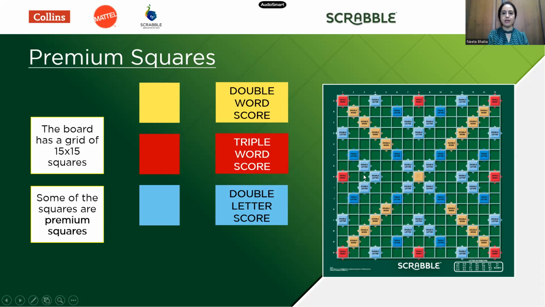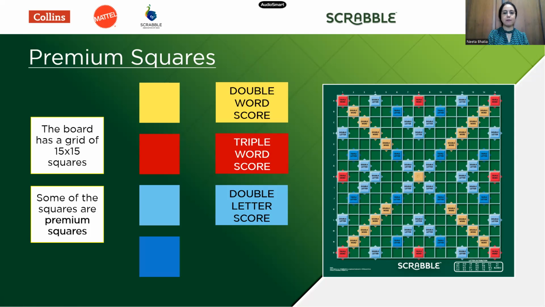Let's look at it differently. If C comes on this green square, A comes on the double letter, and T comes here, the C will get 3 points. A has 1 point, and now it comes on a double letter. So 1 multiplied by 2 is 2 points. Now A will give you 2 points. Just the points for A are doubled. So 3 plus 2 is 5, plus 1 for T. That's 6 points you would get for playing the word cat in this manner.